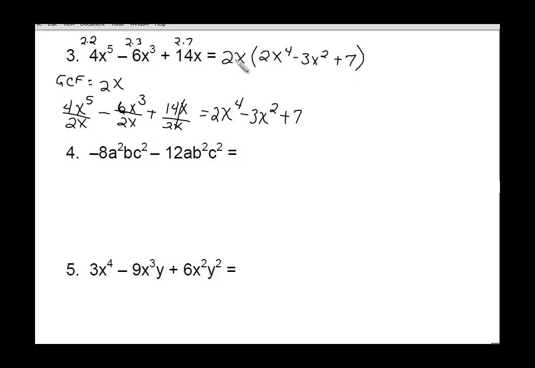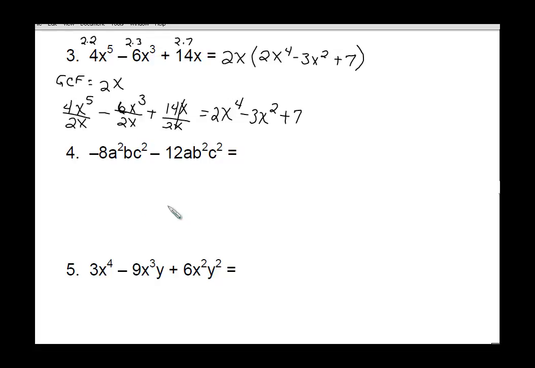And as you should check, 2x times 2x to the 4th is 4x to the 5th, 2x times negative 3x squared is negative 6x cubed, and 2x times 7 is 14x. So be sure when you distribute this back, you end up with your original equation.